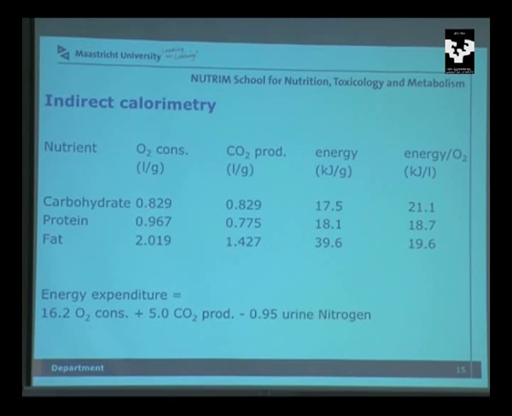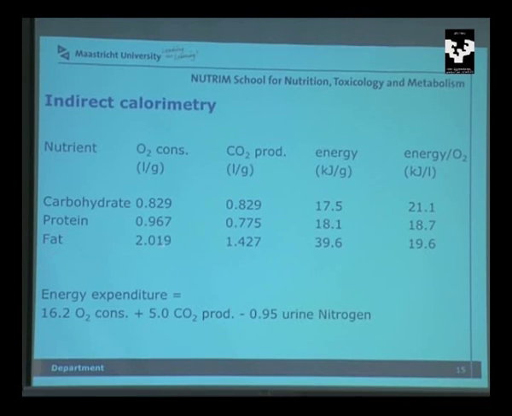We know how many liters of oxygen we need when burning 1 gram of carbohydrates. We also know how much CO2 is produced when burning that same gram of carbohydrates, and how much energy is released from that substrate. We also know it for proteins, and we also know it for fat.